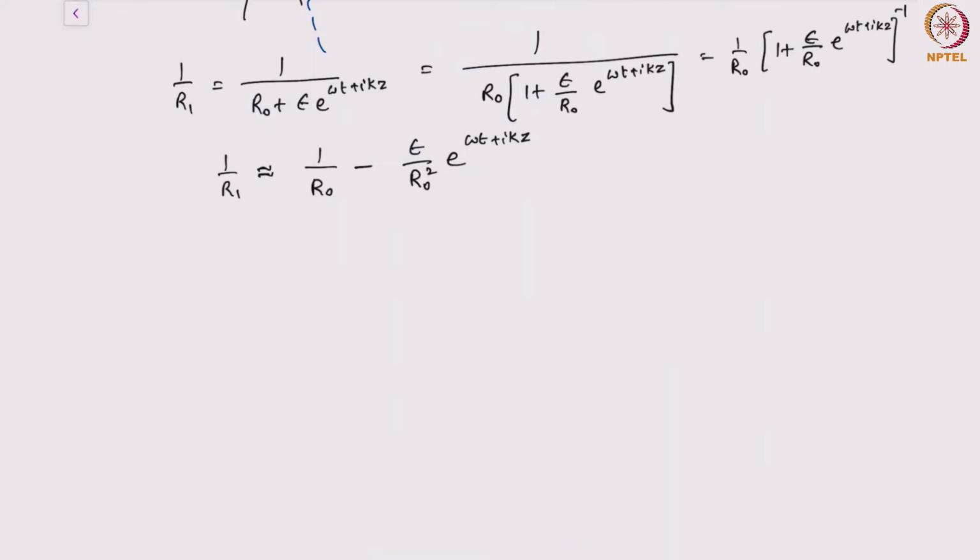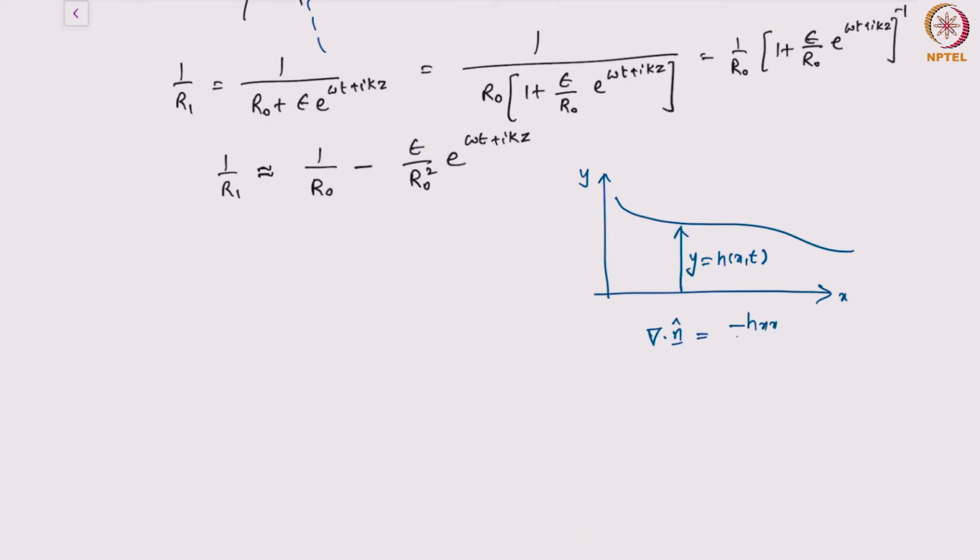Just recall what we had done earlier in the free surface flow derivation, which said that if I have an arbitrary interface like this, in x and y, defined as y equals h of x comma t, we define the curvature for this 2D interface as minus hxx by 1 plus hx square whole power 3 by 2. If the curvature is gentle, meaning the interface is varying gently, then this approximately is minus hxx.